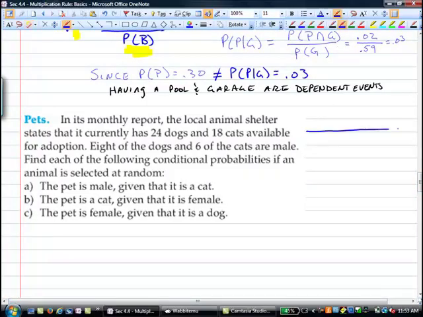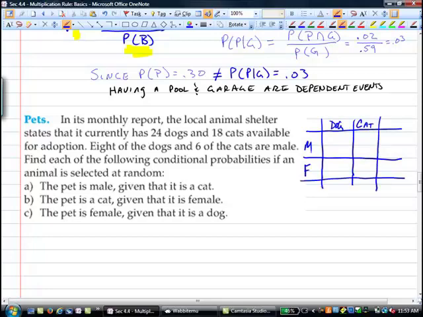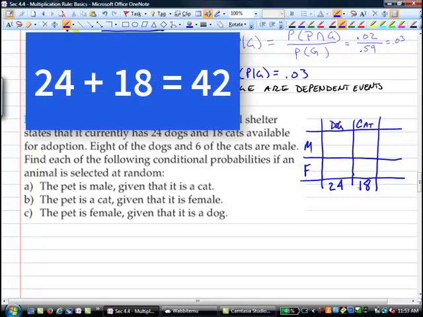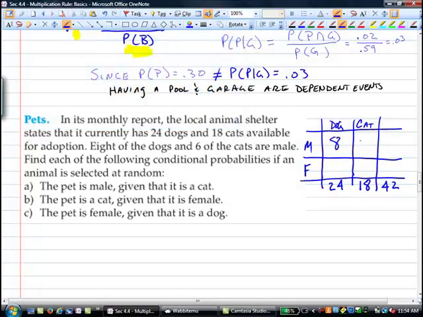We have species and we have sex. The species will be dog and cat and male and female. So we have 24 dogs, 18 cats. How many animals are in the shelter? 42. 8 of the dogs and 6 of the cats are male.